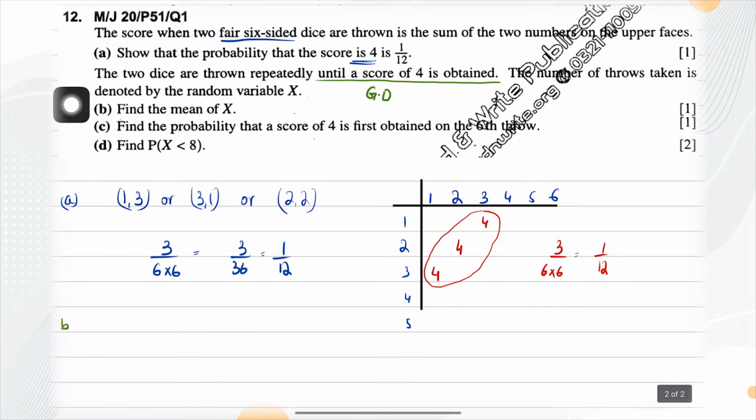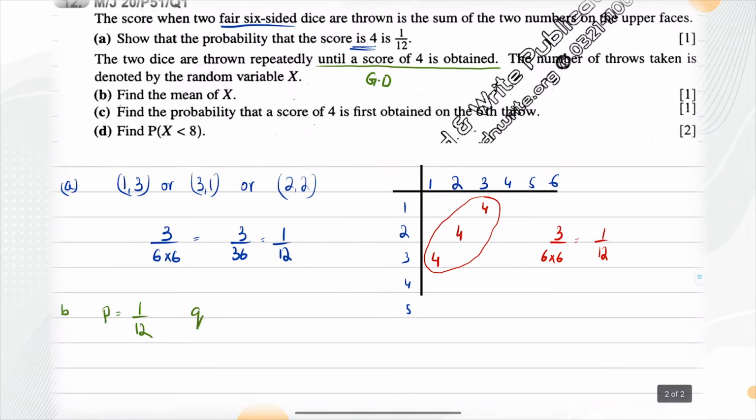So x is representing what? X is representing the number of throws it will take to get a score of 4. Okay, now what do we need to find out? We need to find out the mean of x. So first of all, since we're talking about getting a 4, the probability of which we've already calculated is 1/12.